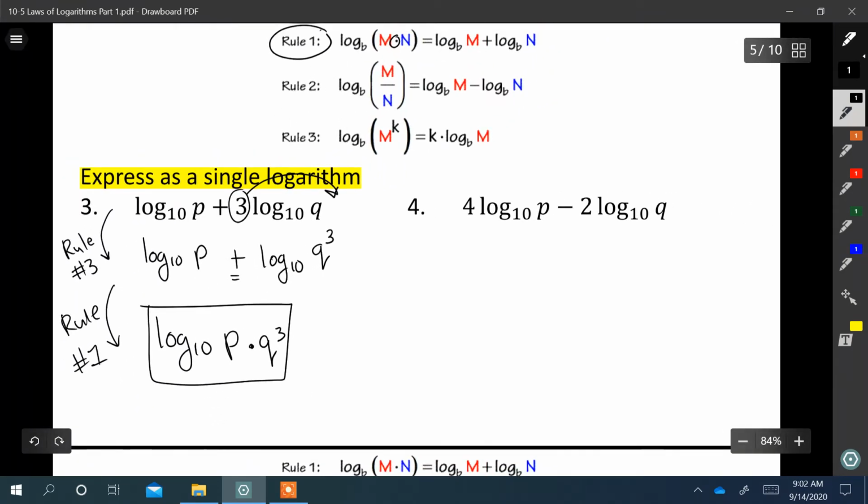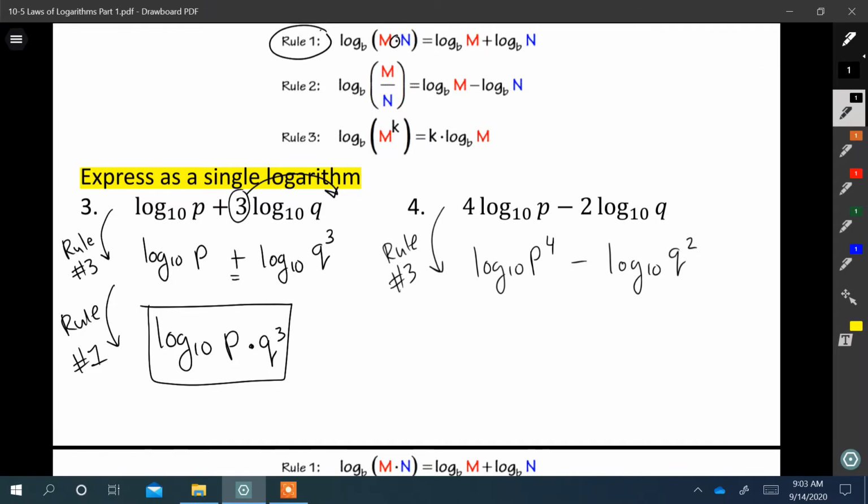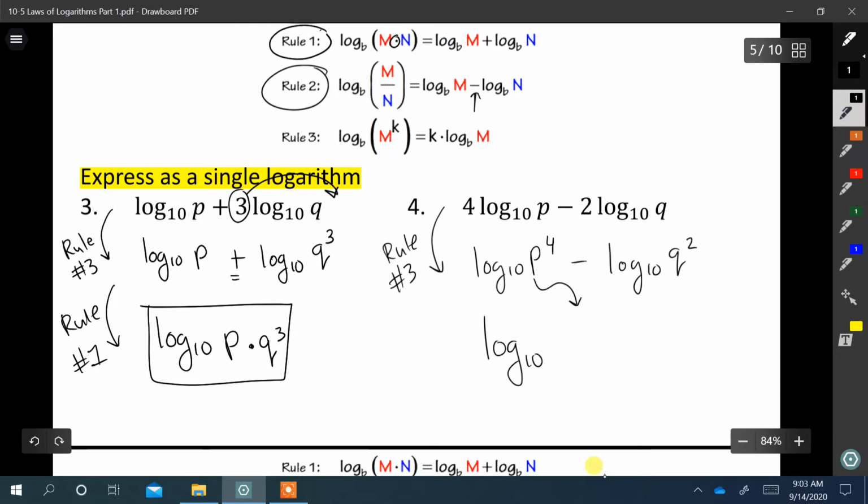Let's take a look at number 4. Same idea with number 4. You actually want to apply rule number 3 first. Okay, so that you have log of 10 p to the 4th minus log of 10 q to the 2nd. And then since you have a minus right there, I'm actually going to use rule number 2. So it's going to be log of 10, I'm going to put this one on top, p to the 4th over q to the 2nd. And that, guys, will be my final answer.